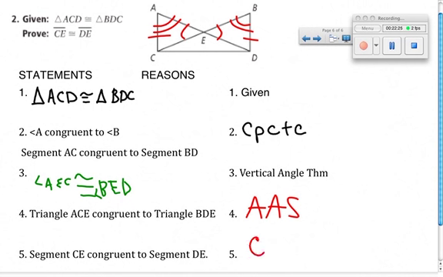CPCTC. Oh, so I was right. So wait, it could be two CPCTCs? Absolutely. There's no rule against that. Wait, can anything be there more than one?